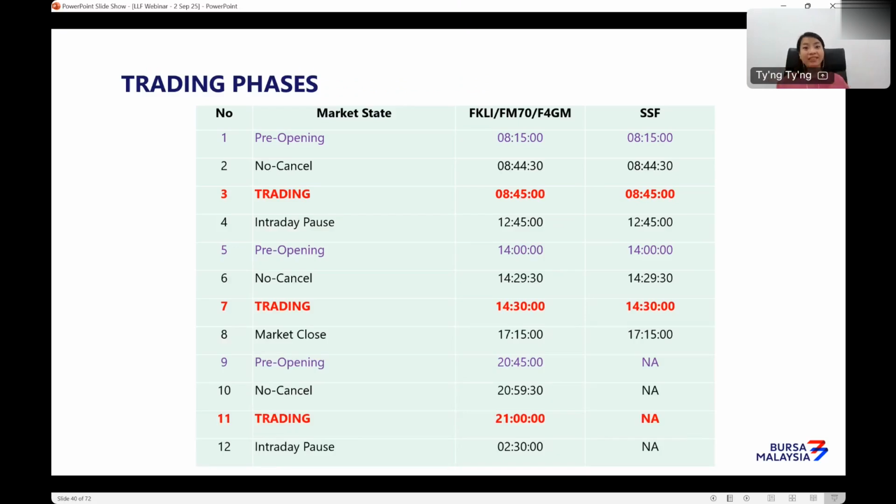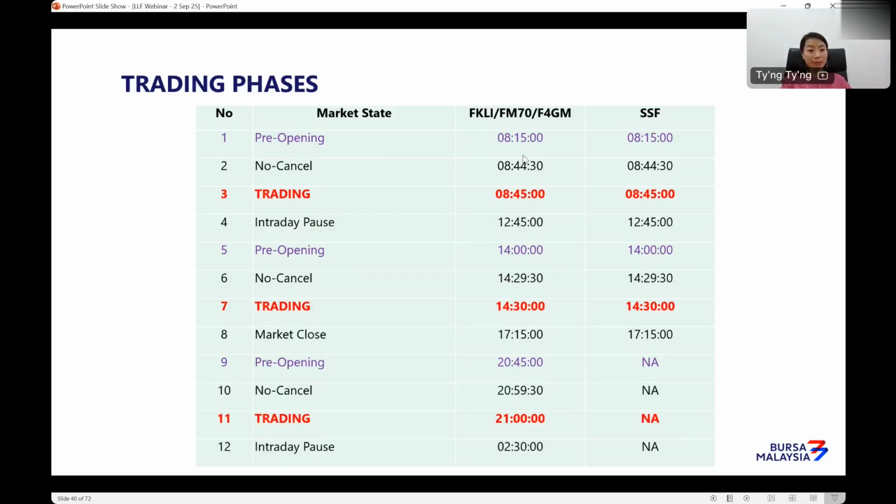These are all the trading phases. A bit complicated, but your focus needs to be on those highlighted in red color only. These are the actual trading hours. Now, two sessions that you need to know. One is 30 minutes before the market open. We have this called pre-opening stage.